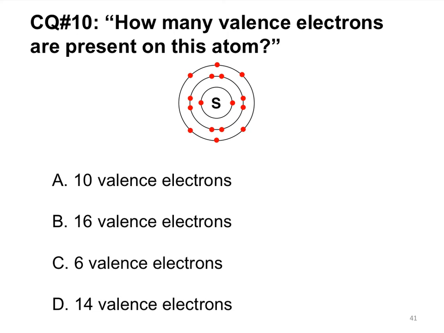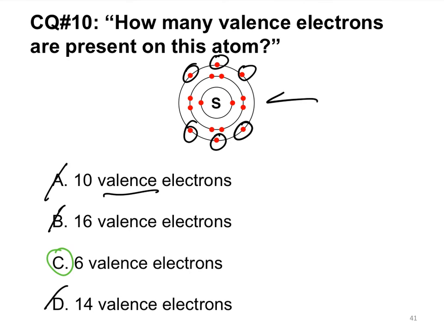Let me keep the color coordination the same. Answer 6. It's not 10 in the outer shell. Valence means outer. It's not 16 in the outer shell. It's not 14. It's 6. 1, 2, 3, 4, 5, 6. Outer shell.